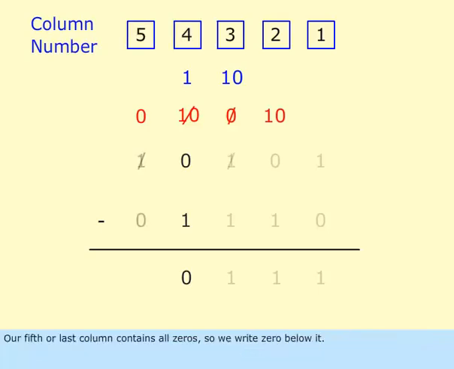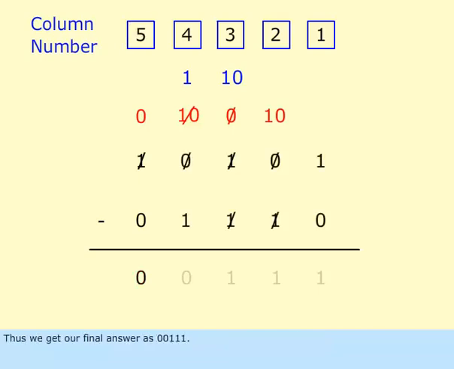Our fifth, or last column, contains all zeros, so we write 0 below it. Thus, we get our final answer as 00111.